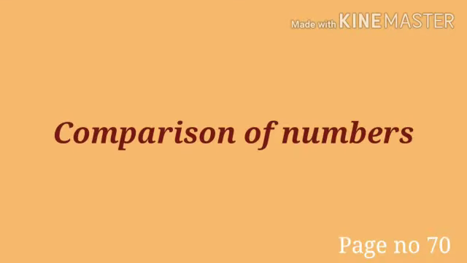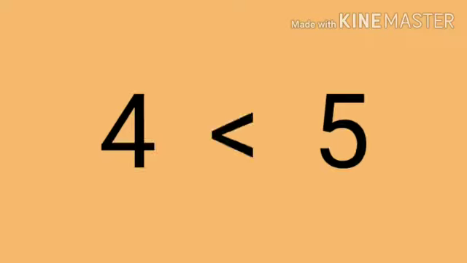So what do you mean by comparison of numbers? Comparison of numbers means finding out which one is a bigger number or a smaller number. For example, if we have 4 and 5, we have to compare 4 and 5. Now in this case, 4 is less than 5. I hope you all know what this mark is and how to put it. You all must have studied in your smaller classes that the mouth of the crocodile will only open in front of a bigger number.